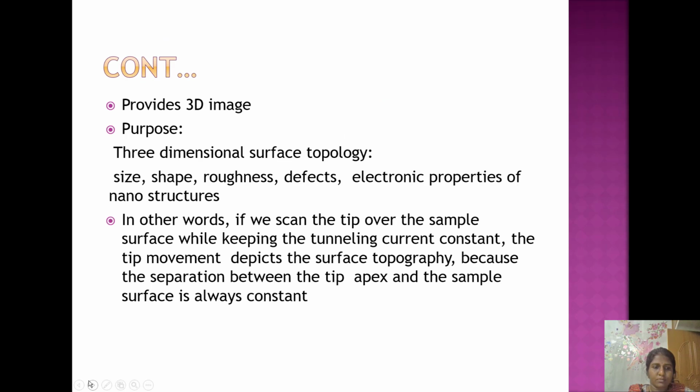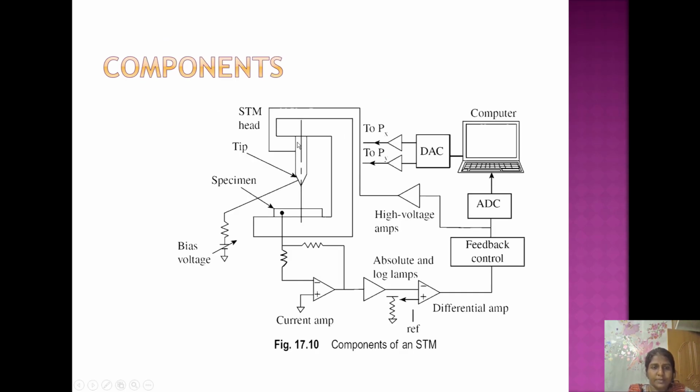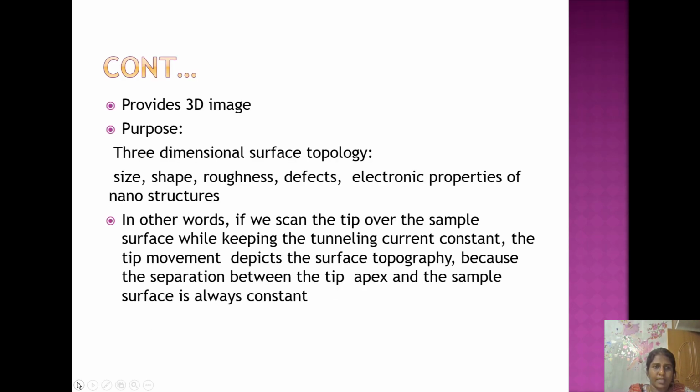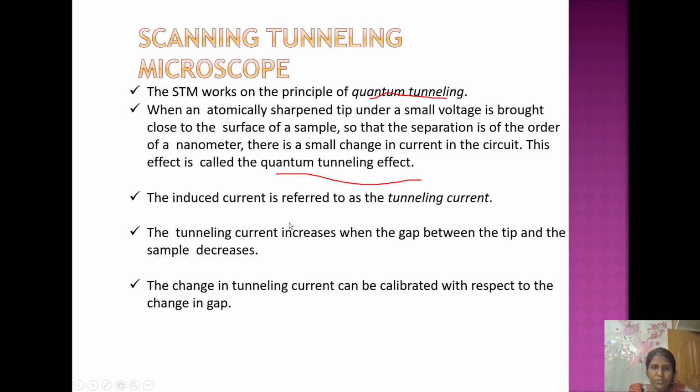Here we have a tip and we have a specimen, and a voltage is applied to this tip. This nano gap plays a vital role. From that we are getting the image that can be analyzed later. This induced current is referred to as the tunneling current. The tunneling current increases when the gap between the tip and the sample decreases.